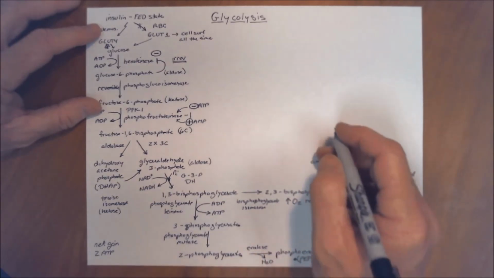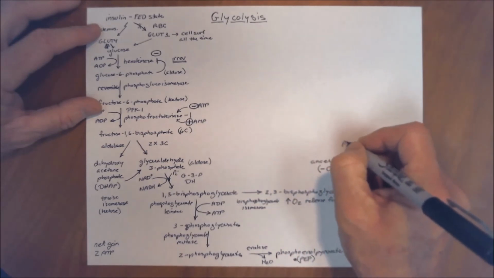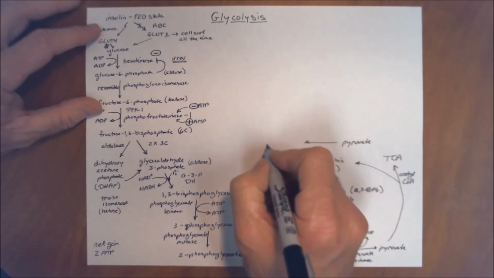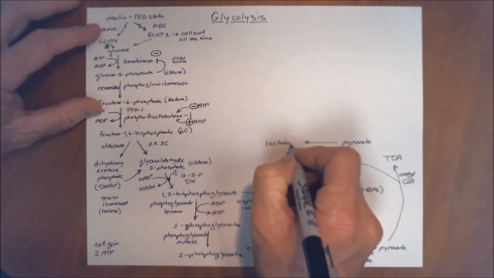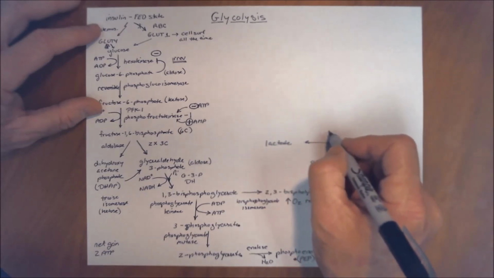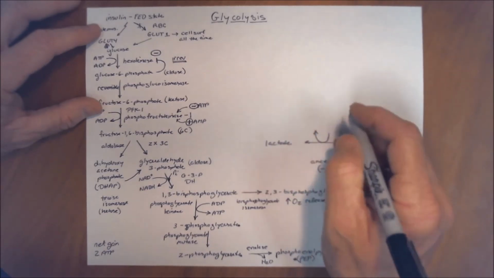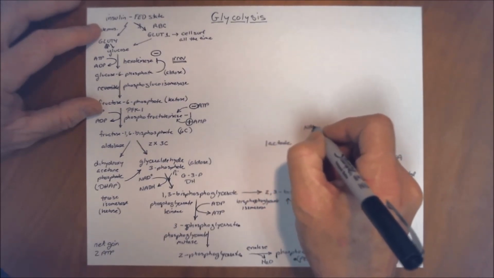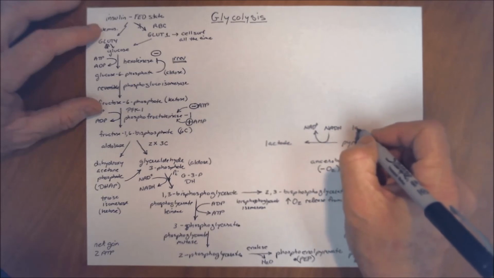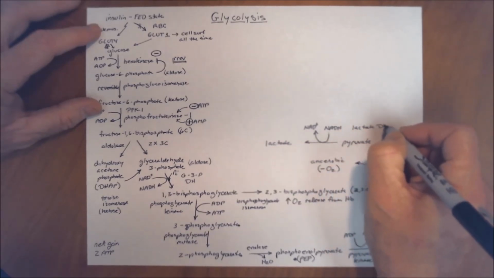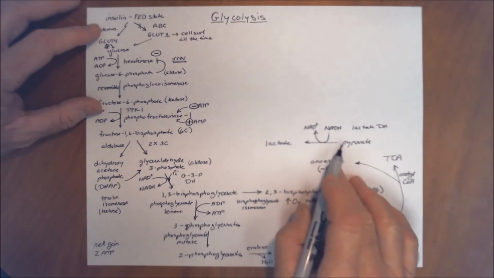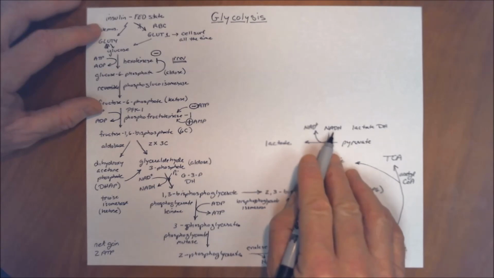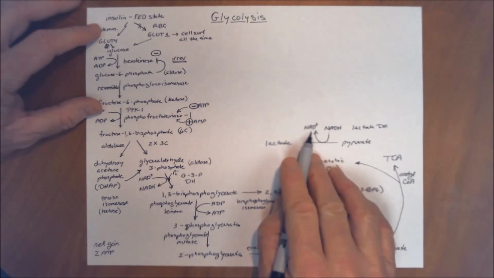So once we go anaerobic, we can take the pyruvate and convert this into lactate. The purpose of this is to regenerate NAD from NADH. So this is a redox reaction by the enzyme lactate dehydrogenase. In this redox reaction, we are going to be reducing pyruvate, oxidizing NADH to NAD to create lactate.